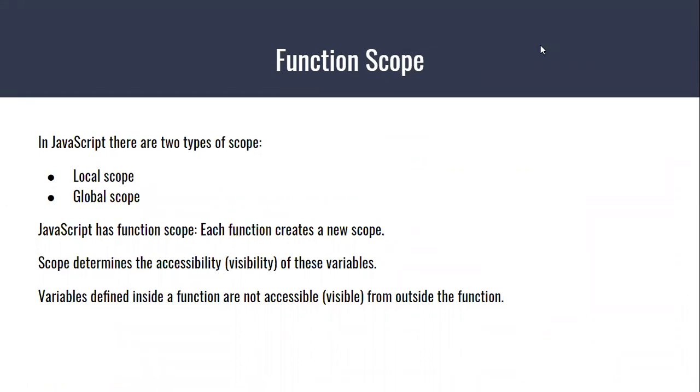Sorry, I had a chat question here. Can two functions have a variable with the same names with local scope? Yes, they can.